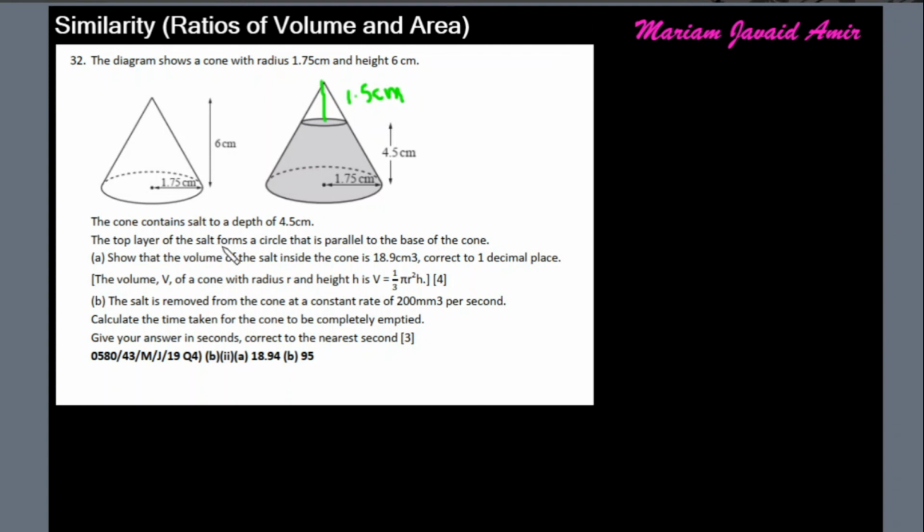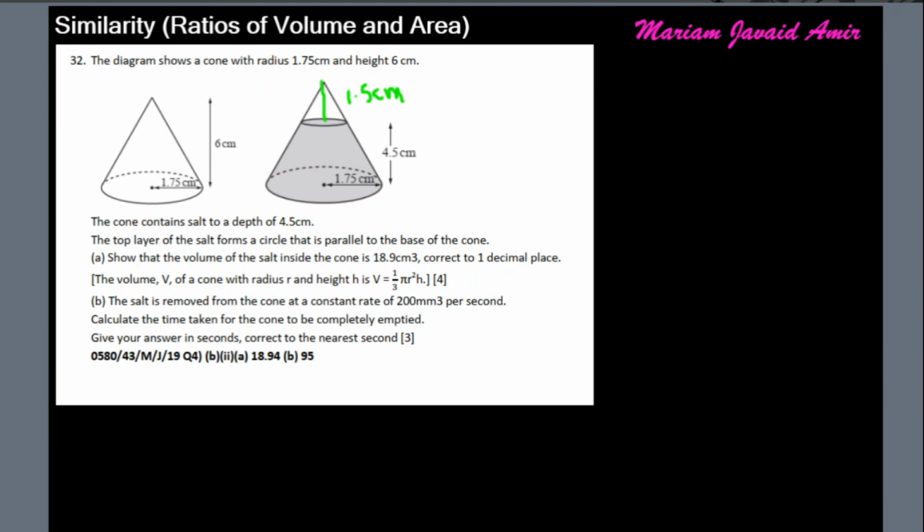The top layer of the salt forms a circle that is parallel to the base of the cone, which means that the smaller cone and the whole cone would be similar. Show that the volume of the salt inside the cone is 18.9 centimeter cube, correct to 1 decimal place. Okay, so we'll be using similar figures.